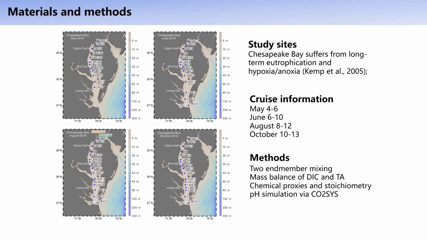Chesapeake Bay is the largest estuary in the eastern United States. It suffers from long-term eutrophication, hypoxia and anoxia. We conducted 4 cruises along the main channel of Chesapeake Bay in May, June, August, and October of 2016. The general methods include two end-member mixing and mass balance of DIC and TA, and chemical proxies and stoichiometry. And we also simulate the pH dynamics by CO2SYS.